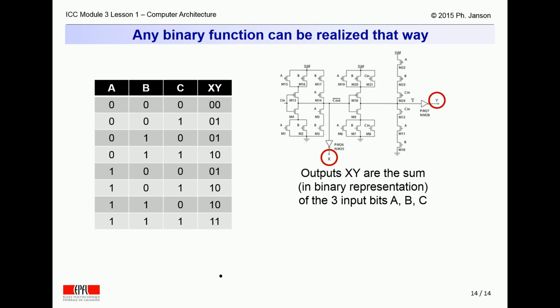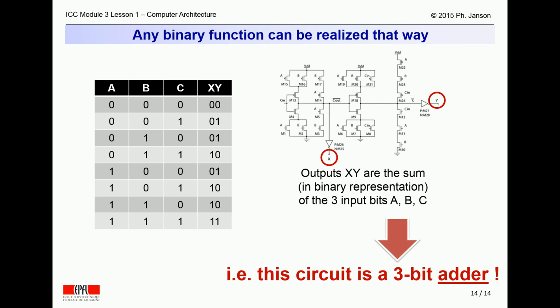On this slide, for instance, the truth table states, and the transistor circuit next to it implements, a binary function of which the output xy is the binary representation of the sum of 3 bits, A, B, and C. In other words, this circuit is nothing else but a 3-bit adder, an extremely important basic building block for many more complex circuits, such as, for instance, a complete arithmetic unit.